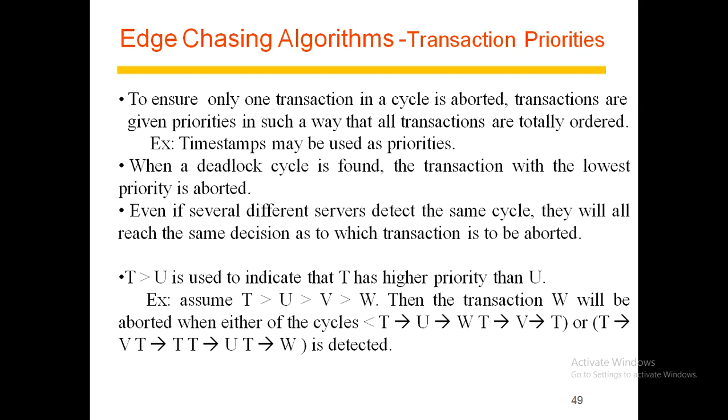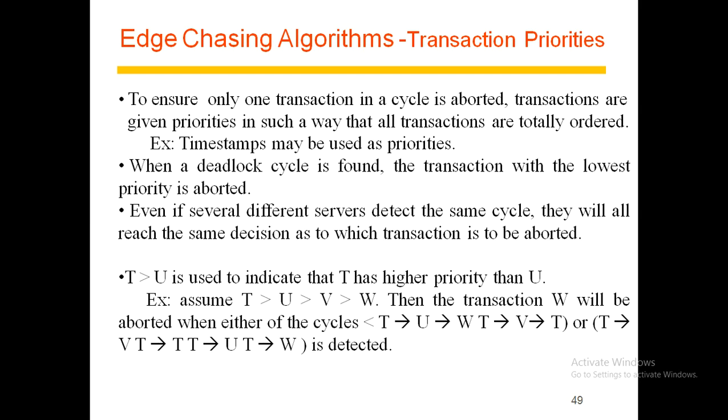In order to ensure that only one transaction in a cycle is aborted, the transactions are given priorities in such a way that all transactions are totally ordered. Timestamps, for example, may be used as priorities. When a deadlock cycle is found, the transaction with the lowest priority is aborted. Even if several different servers detect the same cycle, they will all reach the same decision as to which transaction is to be aborted. We write T greater than U to indicate that T has higher priority than U.